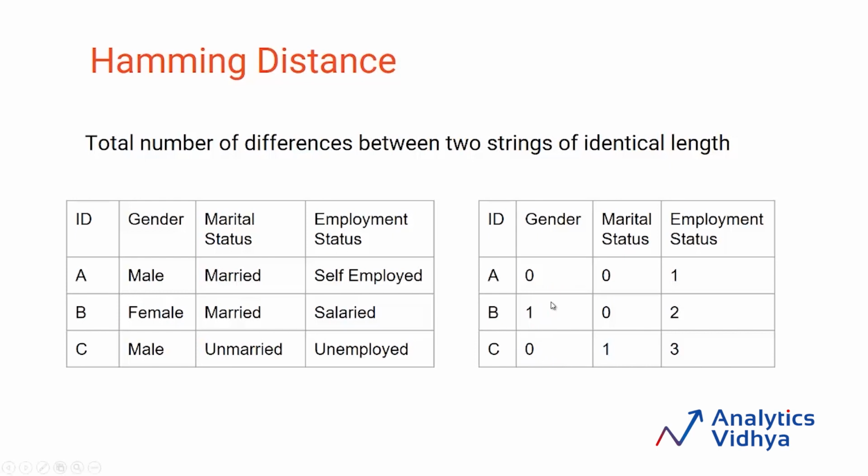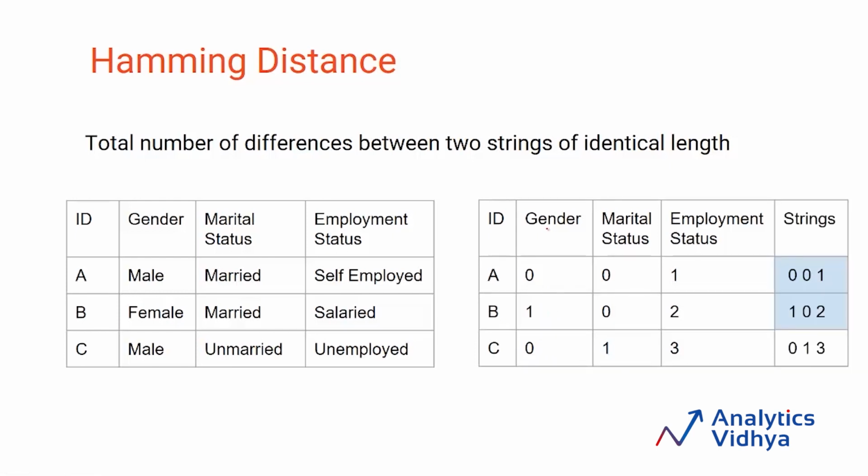So if I look at it in this case, we can say that the string for A is 001 and the string for B is 102, and similarly for C it's 013. Now in this case, when we compare A and B, how many values in this string changed? So the 0 changed, yes. This value, no. And this value again, yes.